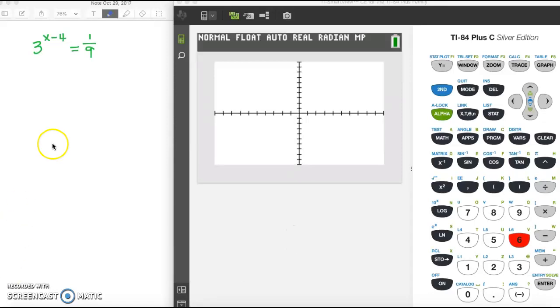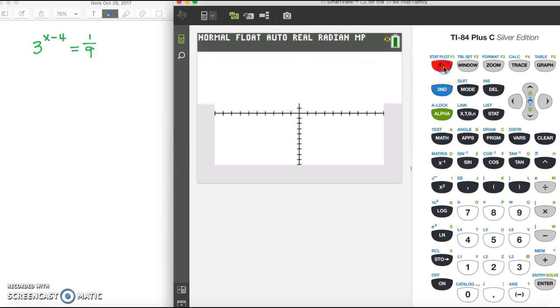Hey guys, for this video we are going to be solving this equation 3 to the x minus 4 equals 1/9 in our calculators. This is a type of problem that you should be able to do by hand without your calculator. You can either solve by like bases, or solve and change into log form, or solve using the inverses of log. So it's just good to be able to do it in your calculator so you can check your answer and make sure you're right.